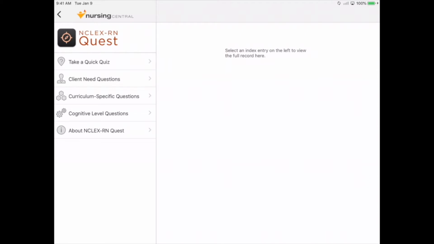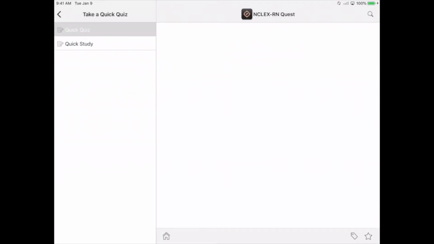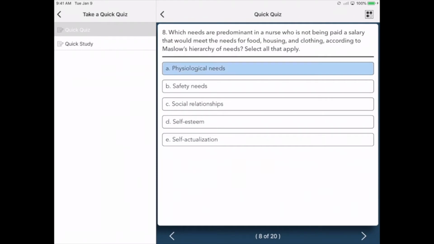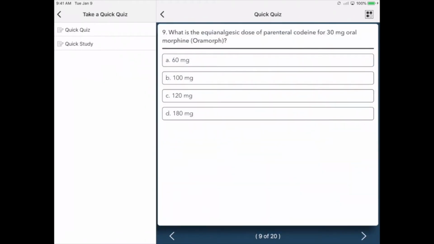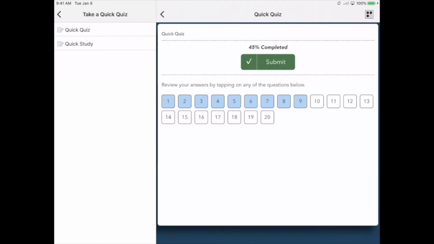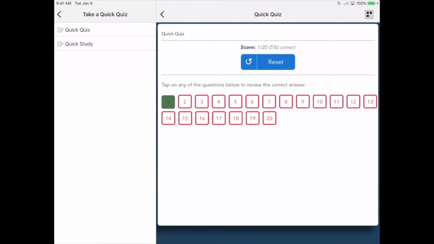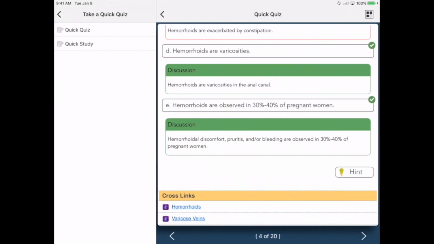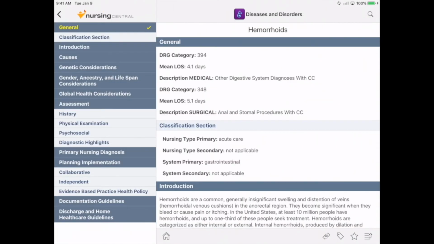Let's take a look at a quick quiz. A quick quiz asks you to answer questions. You can pause your quiz at any time to see your progress and review any answers. Integration with Nursing Central means that additional information may be provided by crosslinks.